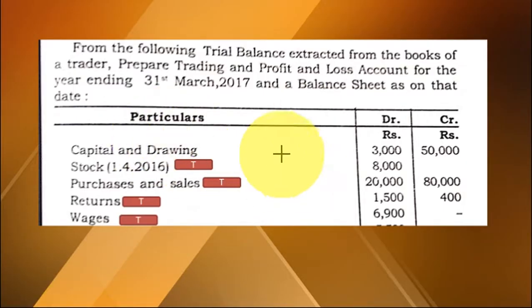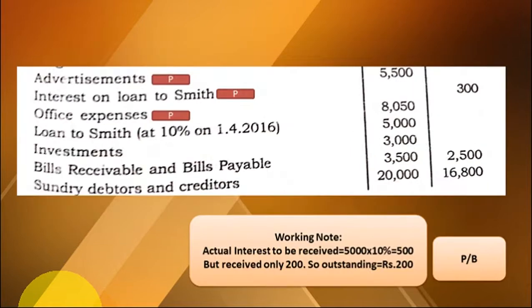So capital and drawings, where do they go? Balance sheet. Opening stock, trading account. Purchases and sales, trading. Returns, trading. See, purchases always show a debit balance, right? So purchases return always shows a credit balance. You can remember it that way also. Then wages, trading. Advertisement, profit and loss account.